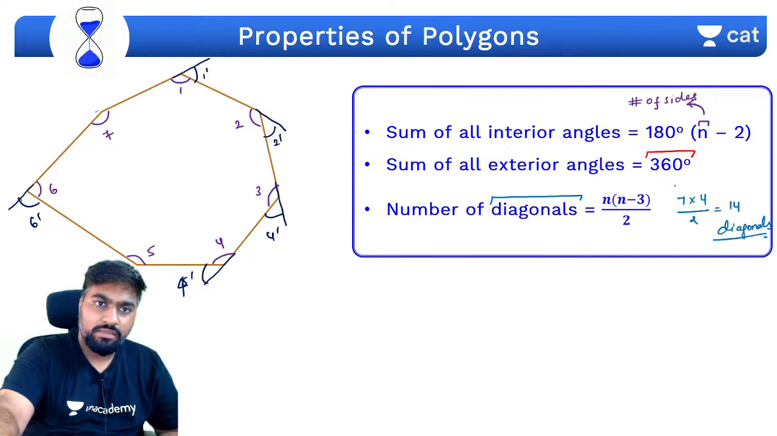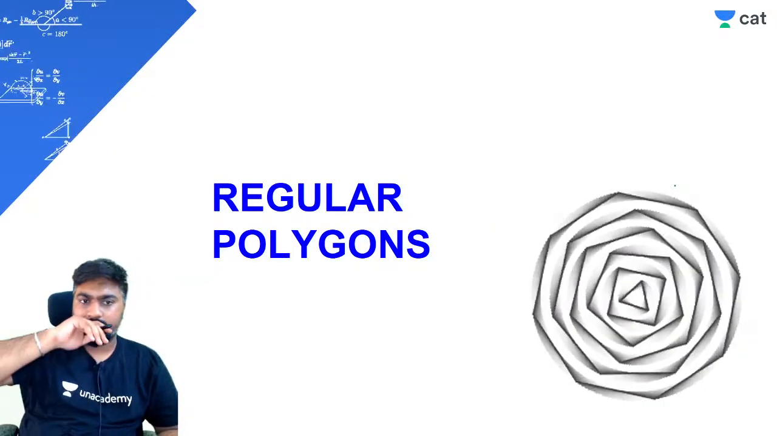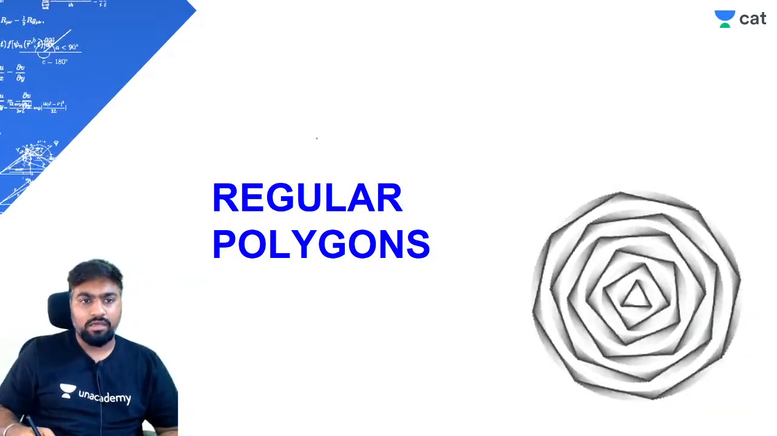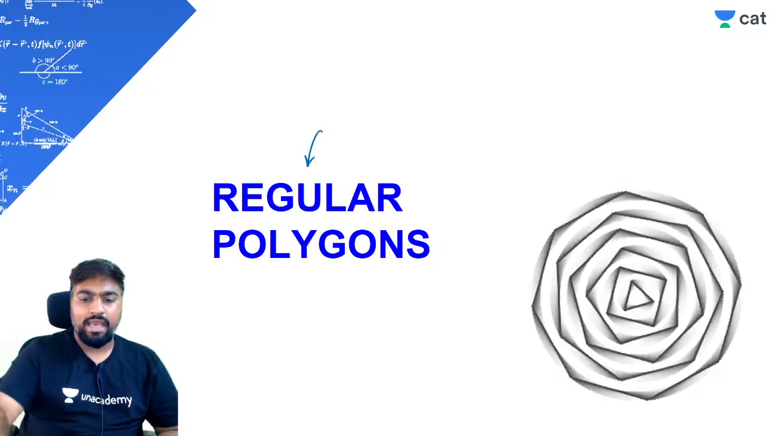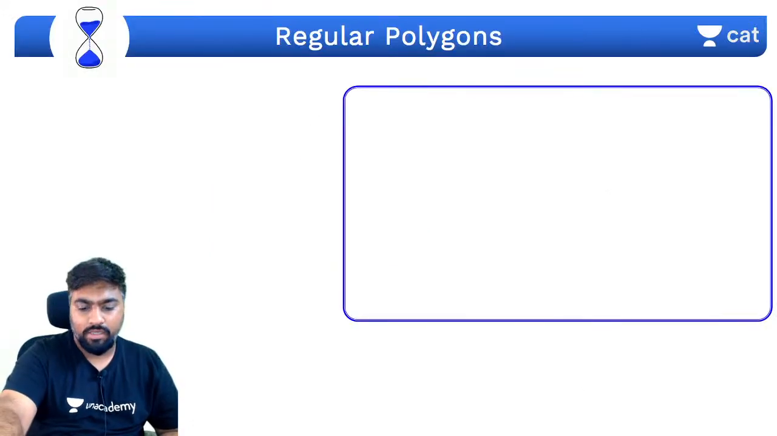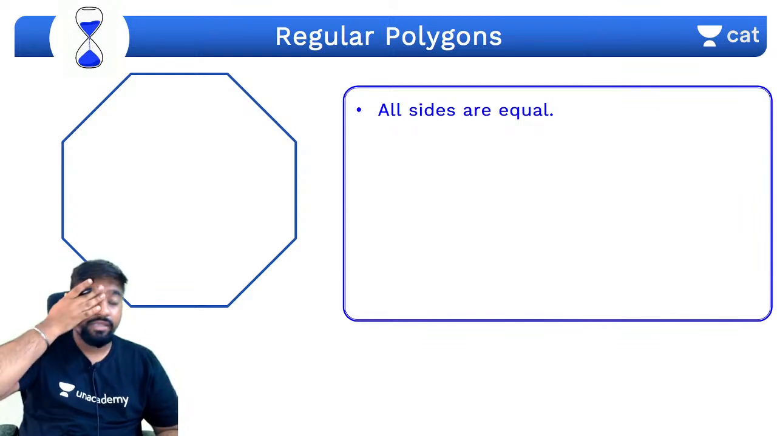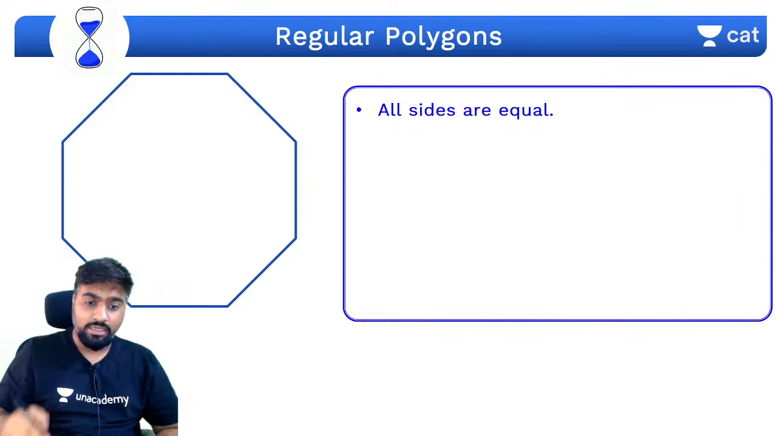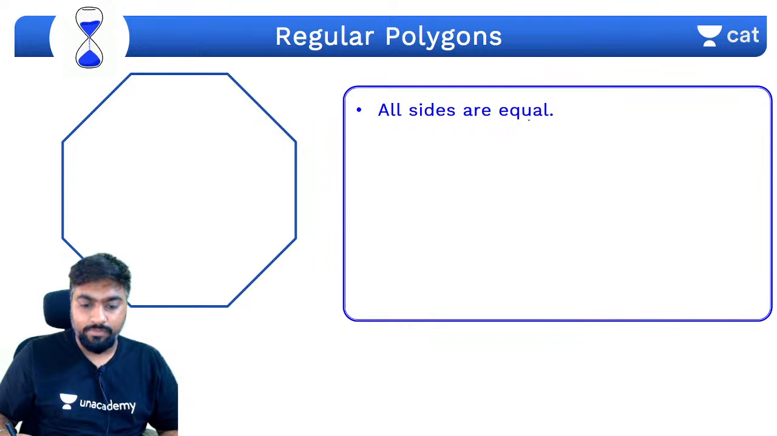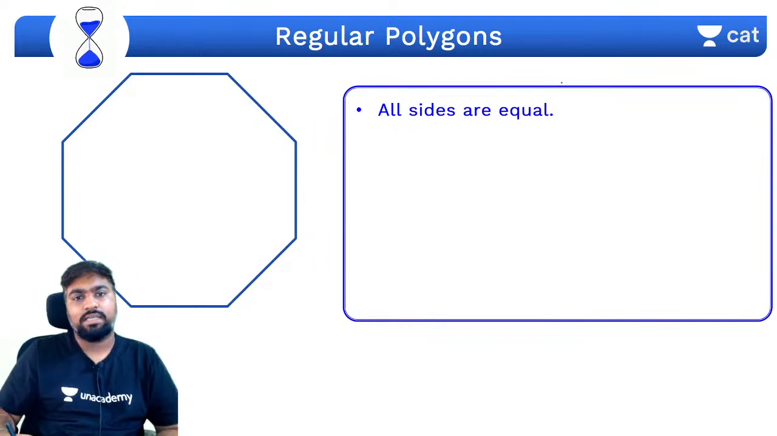Shall we move ahead? Now there are two types of polygons. We have something called a regular polygon and an irregular polygon. First, let's talk about a regular polygon. With a regular polygon, all the sides are equal. Yes, all the sides are equal.